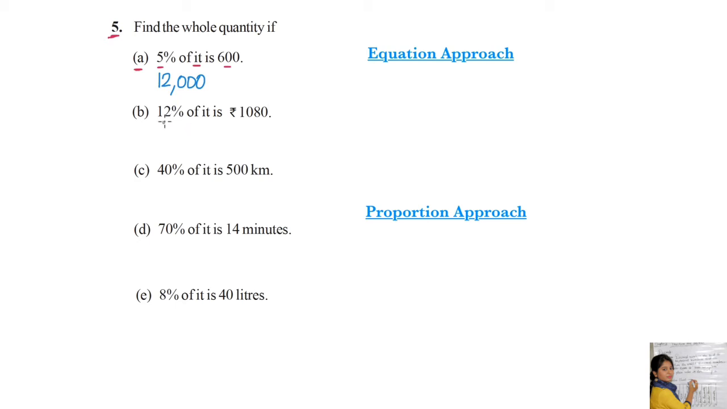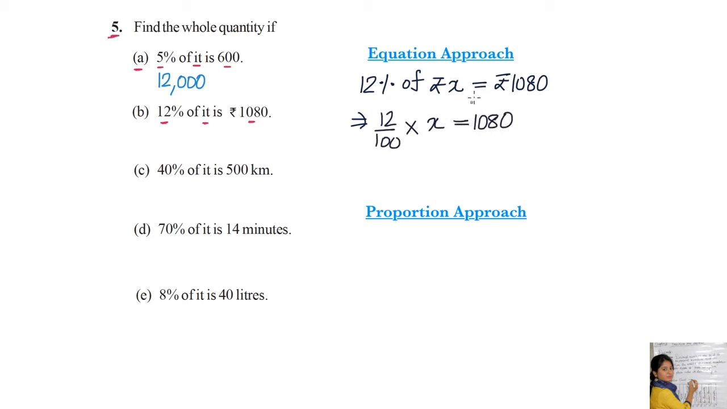In part B, it is given that 12% of an unknown quantity is 1080. So let's assume that the unknown quantity is x. So how are we going to write it? 12% of rupees x is equal to rupees 1080, right? 12 upon 100 will be written in place of 12%, into x is equal to 1080.